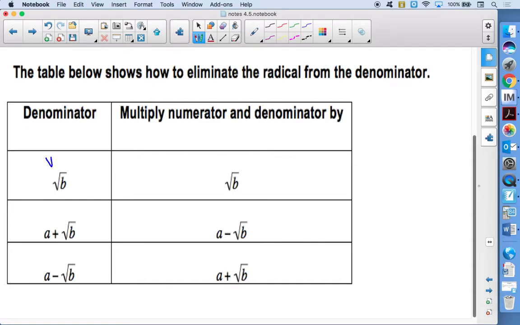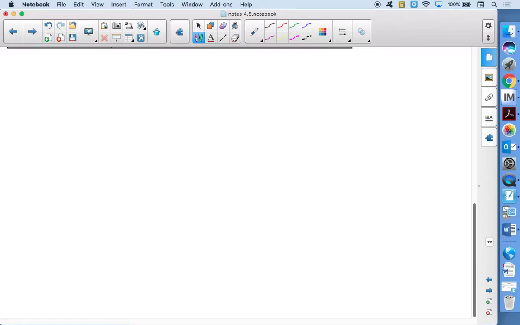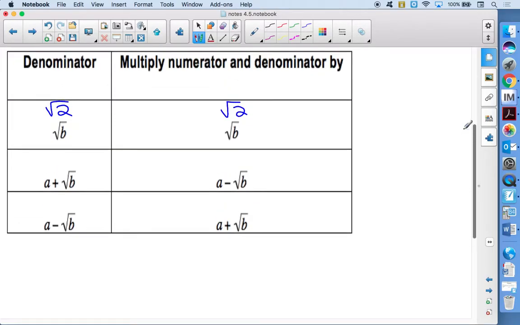So the first one is exactly like we just dealt with. The square root of b would be any number. B is any number. So if it was the square root of 2, we'd multiply by the square root of 2 to get rid of it. That's easy. So that's what we've done before. However, the other 2 add an extra value with it.